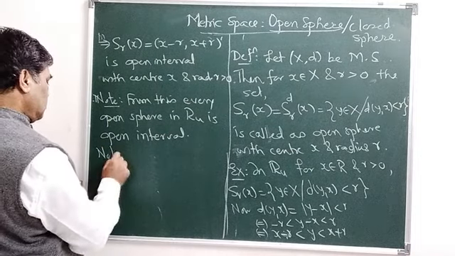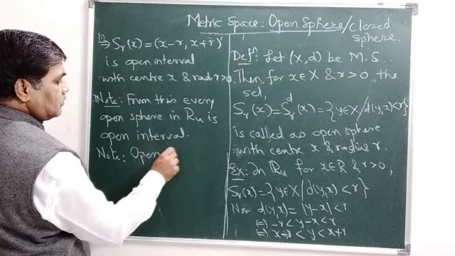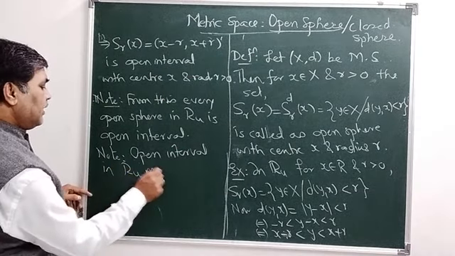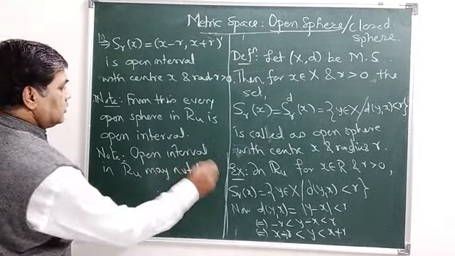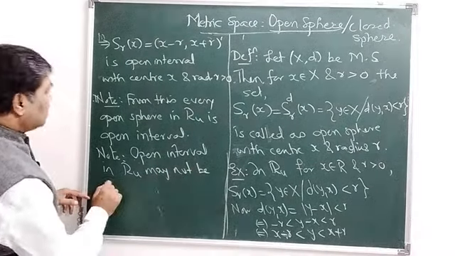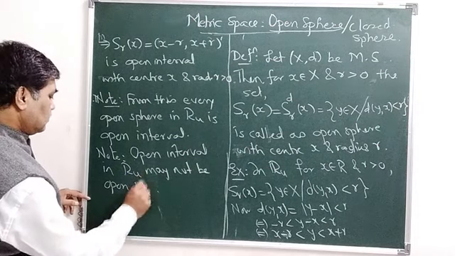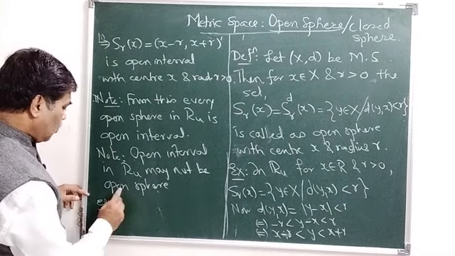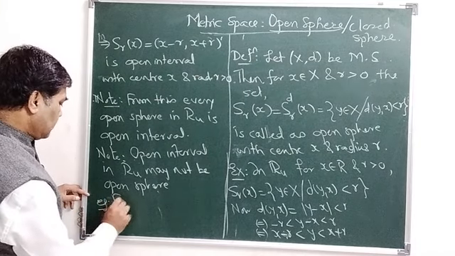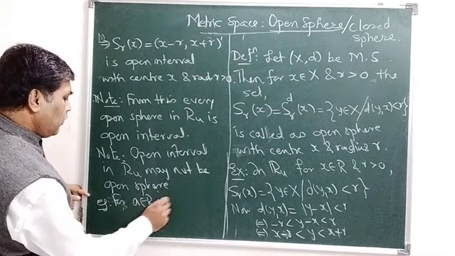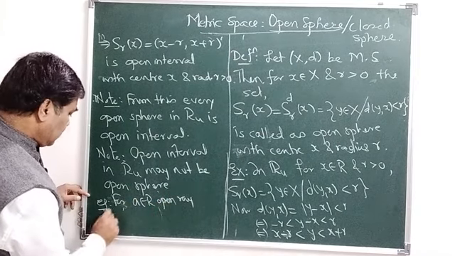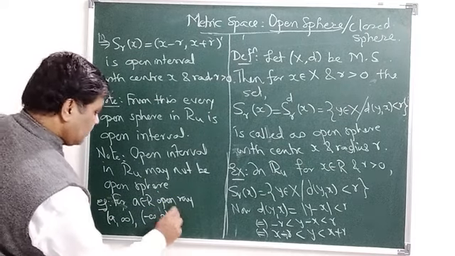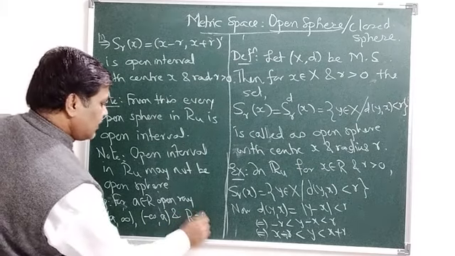Note, an open interval in R with the usual metric may not be an open sphere. For example, an open ray, for a belonging to R, the open ray a to infinity, or minus infinity to a, and R itself, which is equal to minus infinity to infinity.